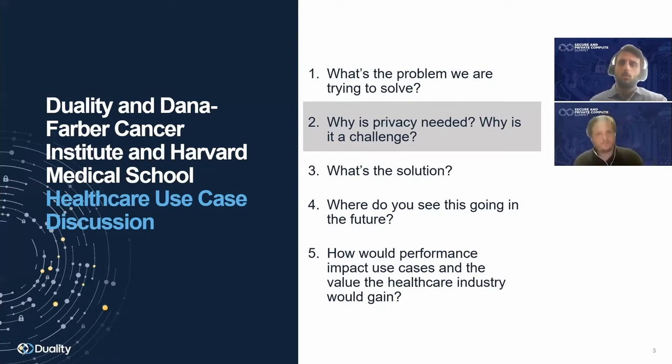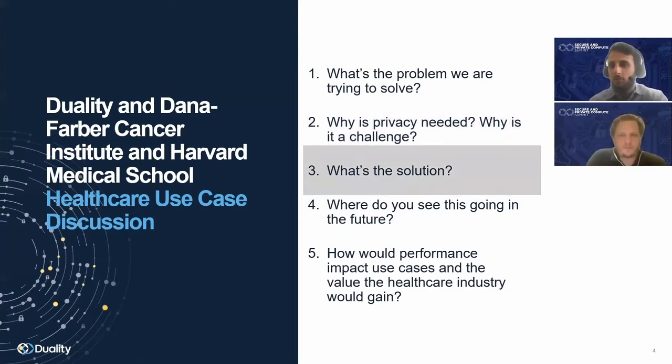Interesting. So what's the solution then? Because this sounds like a mess, right? You have to balance competing interests, type of data, use of data, and still get insights out of it, right? So how do you solve the problem?